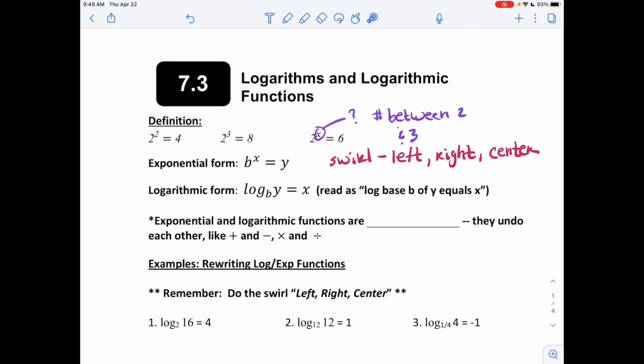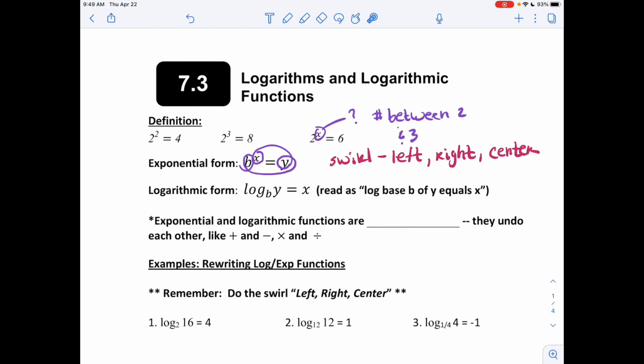So if I want to switch from exponential form b to the x equals y to logarithmic form log base b of y equals x, here's how I know where to put my numbers. B is the first number, the one on the left. Y is the second number, and x is the third number. So b here, y here, x here. So you're going to swirl.